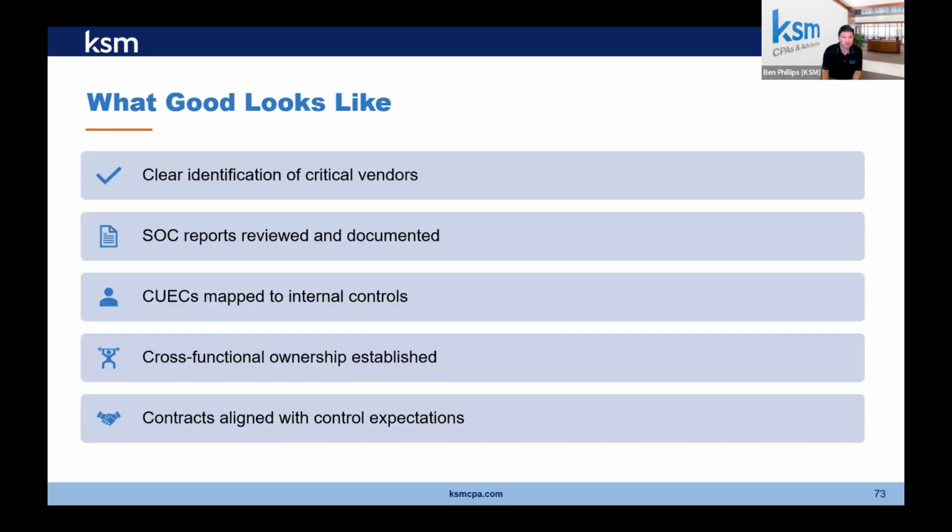All right, so what good looks like. This slide summarizes characteristics of a more mature vendor risk management program. Strong programs typically include clear identification of critical vendors, documented SOC report reviews, CUECs mapped to the organization's internal controls, cross-functional ownership, and contracts aligned with assurance expectations.